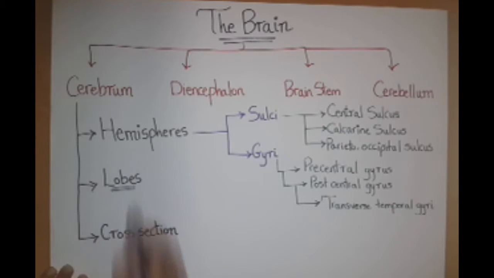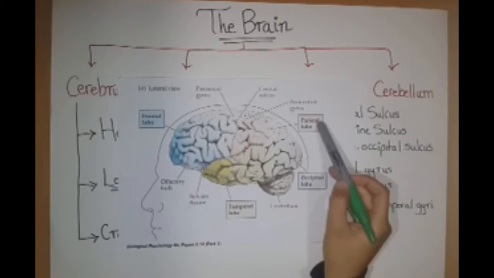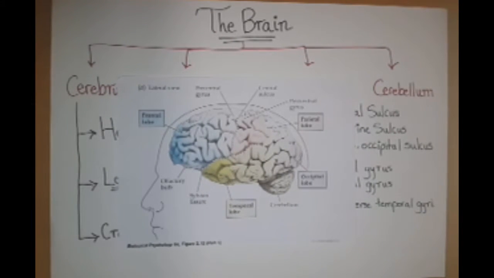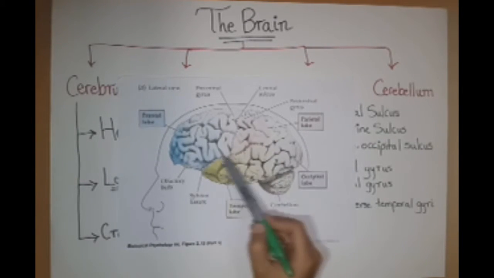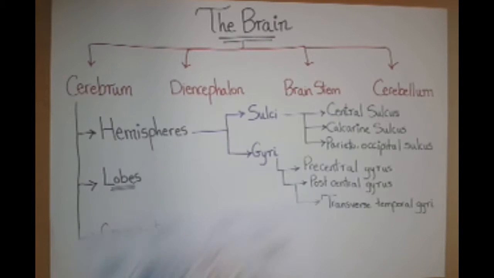Now let's move on to the lobes of the cerebrum. Mainly, we have 4 different lobes: the frontal lobe, the parietal lobe, the occipital lobe, and the temporal lobe. These lobes are separated by the sulci and the gyri that we have stated earlier. For example, the central sulcus divides the frontal lobe from the parietal lobe. Also, the parieto-occipital sulcus divides the parietal lobe from the occipital lobe. There is also the Sylvian fissure, which is the largest fissure in the brain, that separates the frontal lobe from the temporal lobe. So that's for the lobes of the cerebrum.